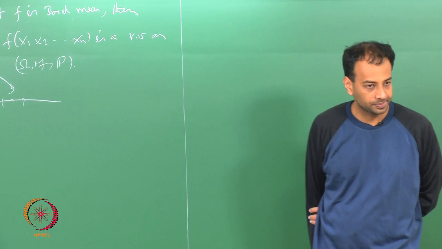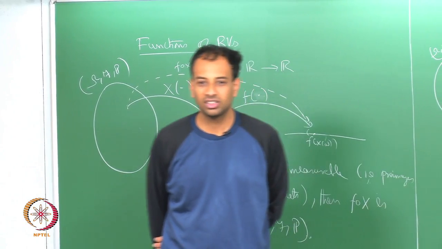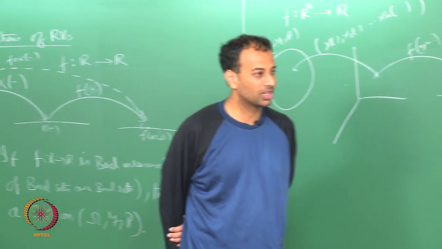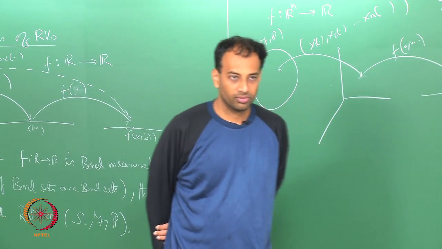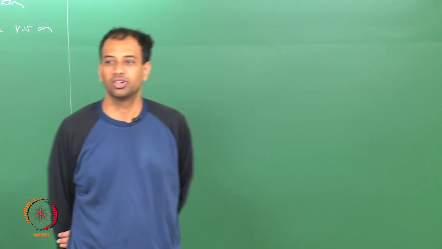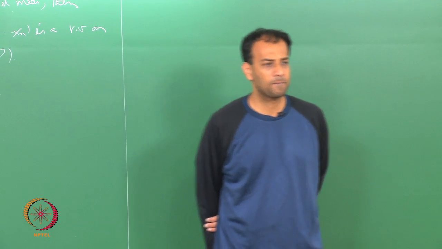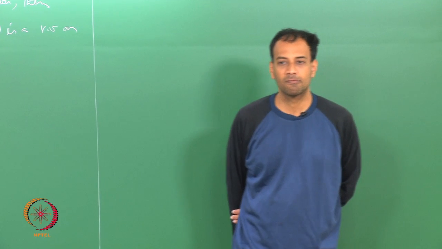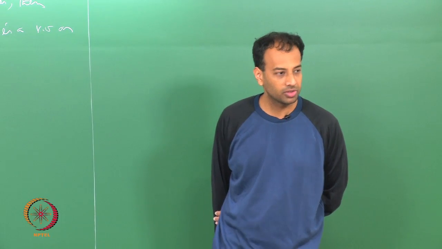Fine. Again, here the question will be, given the joint law of X1 through Xn, what is the CDF of f of X1, X2, ..., Xn? So that's what we are going to discuss. Are there any questions on the setup? Everything okay so far?